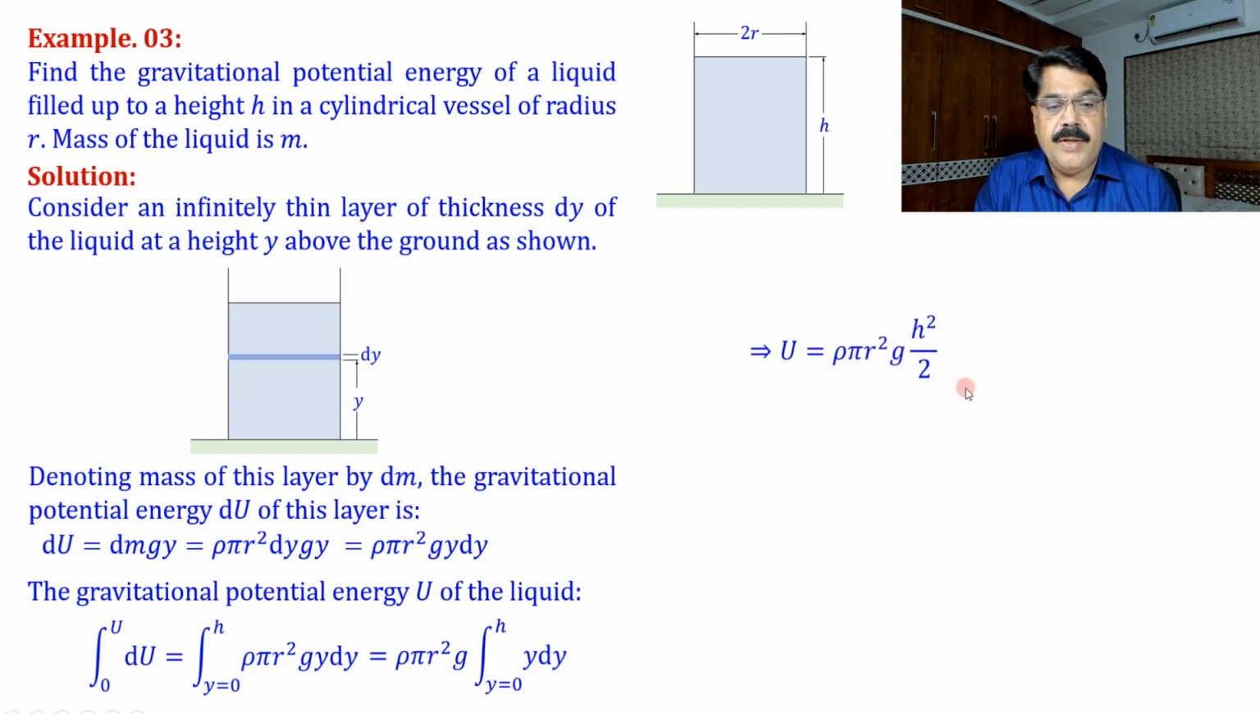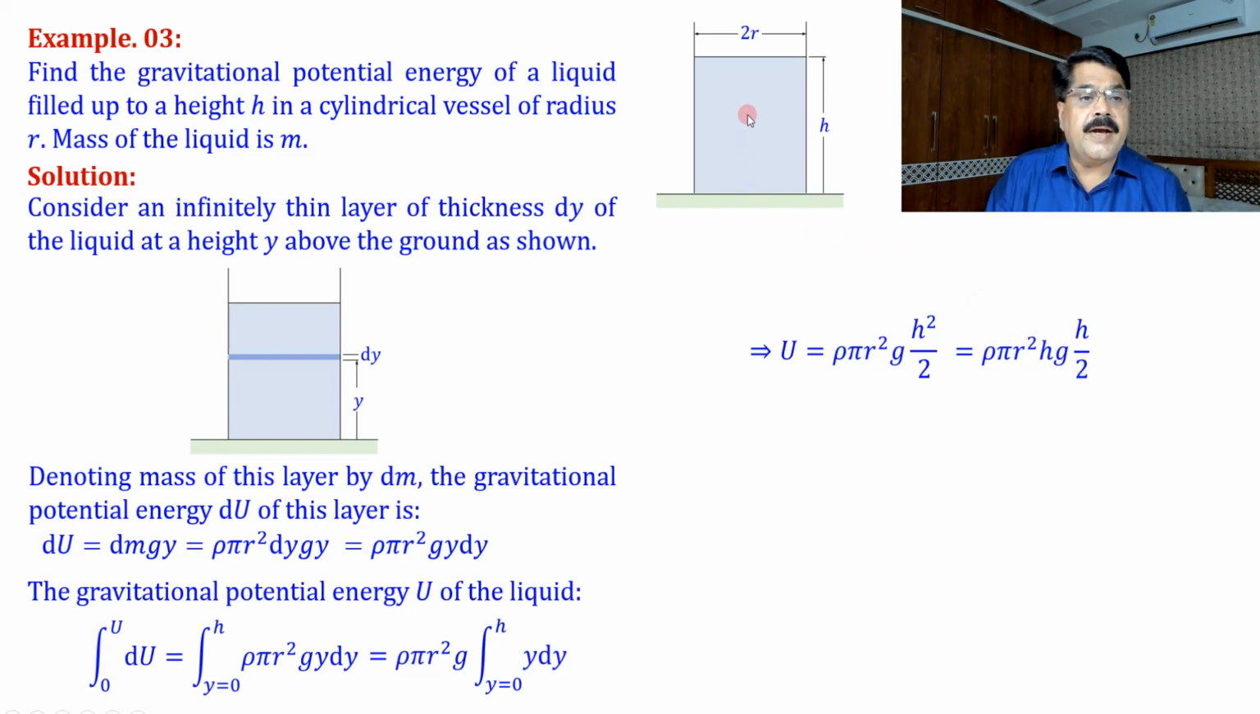Now we can write one thing. Rho pi r square h into g h by 2. Now you can see rho pi r square h is the volume, and rho multiplied by volume is mass. So m, this is mass, times g h by 2. h by 2 is the height of the mass center. So again you can see this idea is valid.